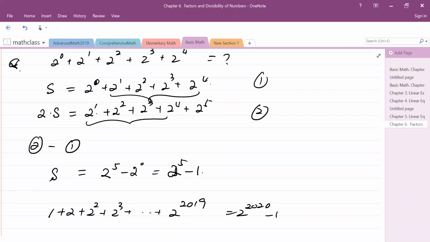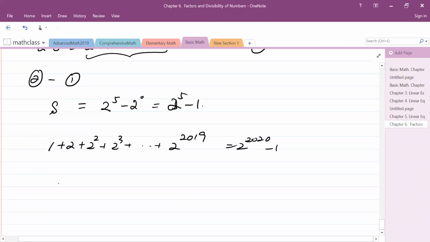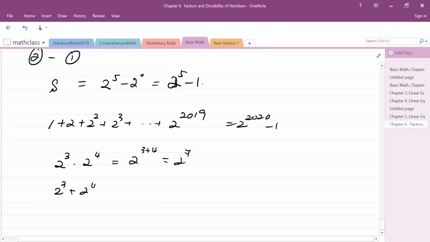Okay. First of all, when you cancel something, you have to follow the algebraic rules. You cannot do whatever you want. You cannot add the powers together, it's not a multiplication. 2 cubed times 2 to the 4th, you can say 2 to the 3 plus 4, 2 to the 7th. But 2 cubed plus 2 to the 4th, you cannot add the powers.